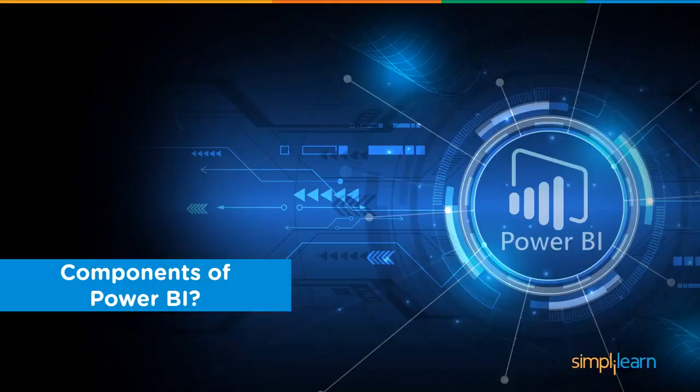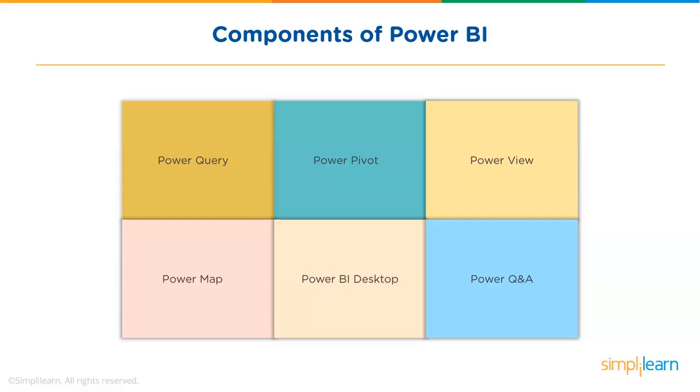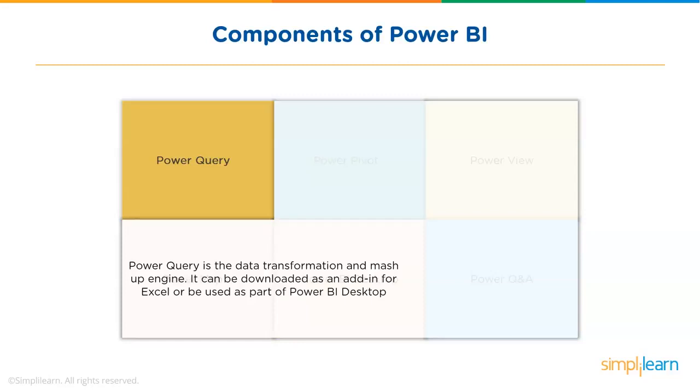Let us jump into discussing the various components of Power BI. As you can see, there are 6 major components of Power BI. Now let's discuss them one by one. First is Power Query. Power Query is the data transformation and mashup engine. It enables you to discover, connect, combine, and refine data sources to meet your analysis need. It can be downloaded as an add-in for Excel or can be used as part of Power BI Desktop.